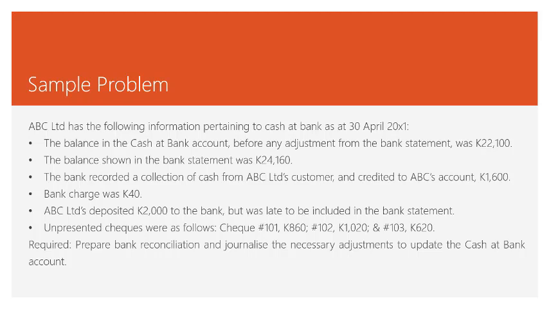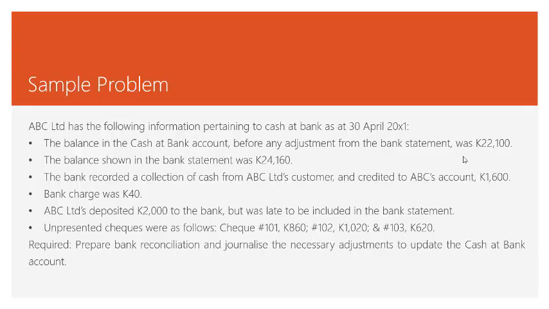Unpresented checks were as follows: check number 101, 860 kina. Check number 102, 1,020 kina. And check number 103, 620 kina. So our requirement is to prepare the bank reconciliation and journalize the necessary adjustments.